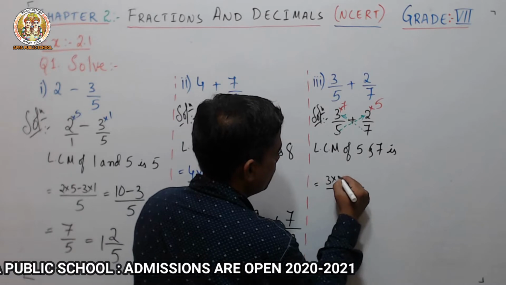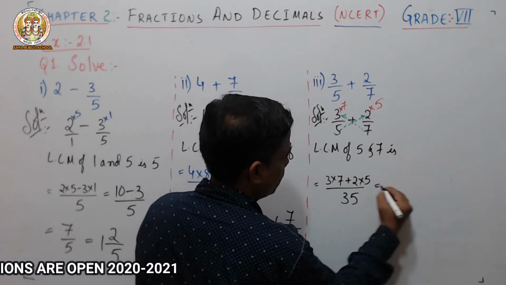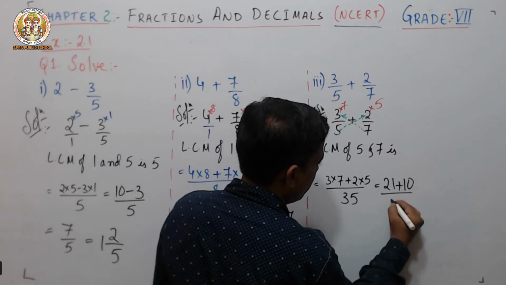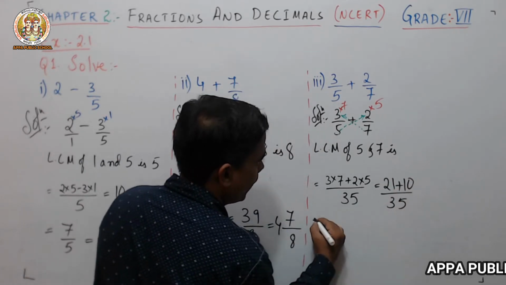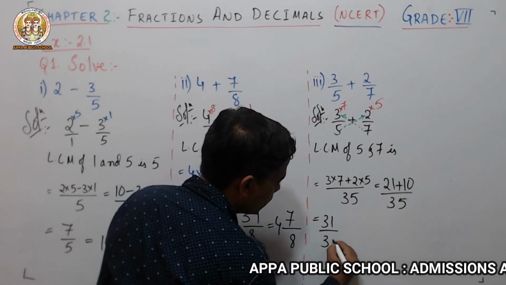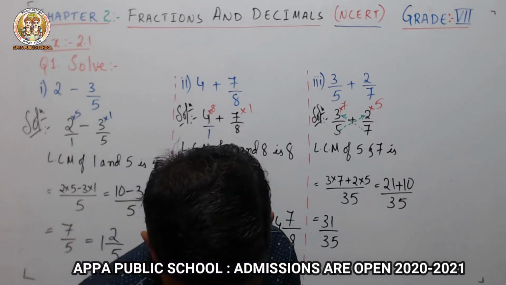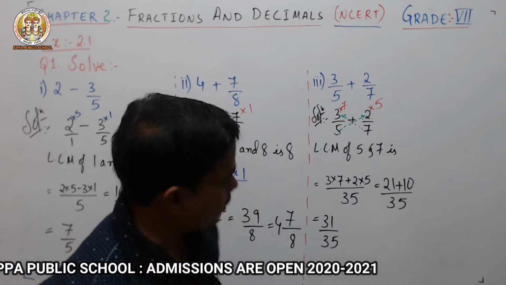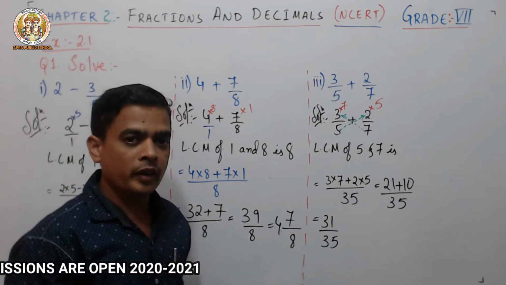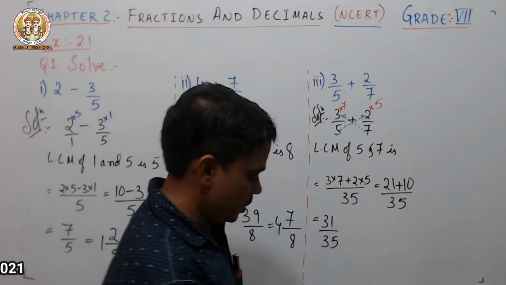3 into 7 plus 2 into 5, that is equal to 7 3s are 21 plus 5 2s are 10 divided by 35. If I add 21 plus 10 it is 31 divided by 35. Now 31 divided by 35 is a proper fraction, so keep it as it is. If it is an improper fraction, you might convert it into a mixed fraction. Since it is a proper fraction, keep the answer as it is.